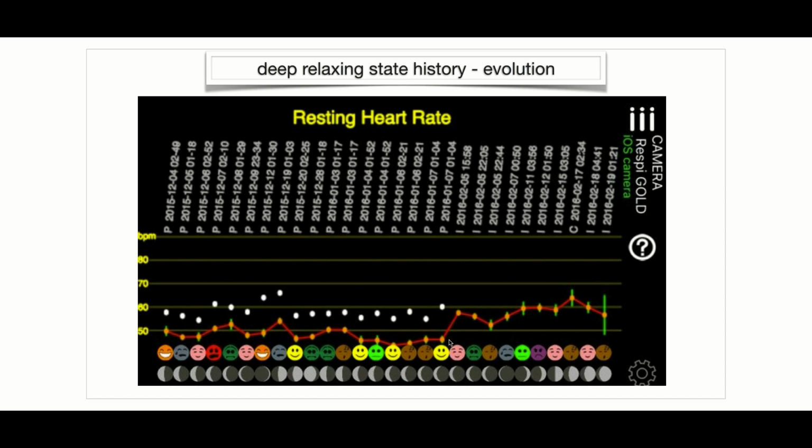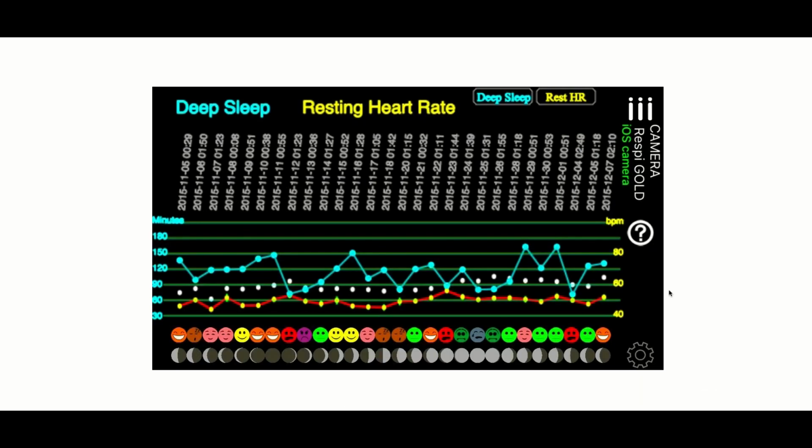Another way can be to take about 15 minutes every day of a relaxing state. You sit on a chair and relax as much as possible, and during this relaxation time we will get the lowest heart rate. This is also a good indicator of your stress level, because the less your stress, the lower your heart rate, and so you can see the evolution from one day to the other.